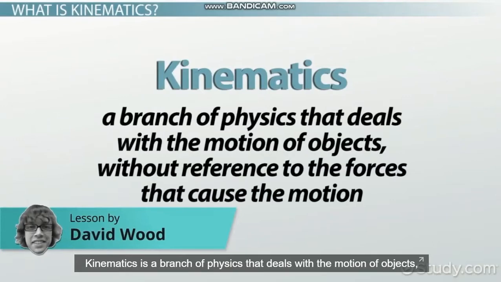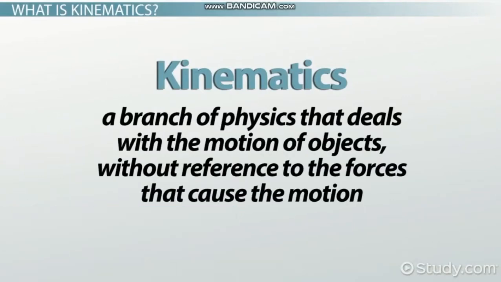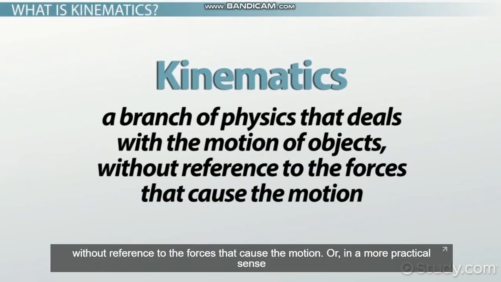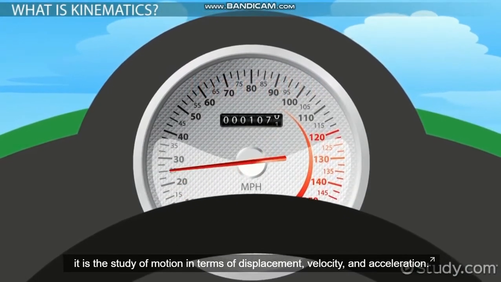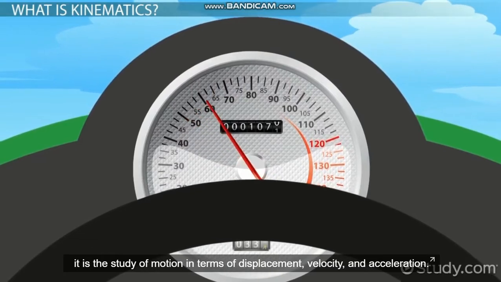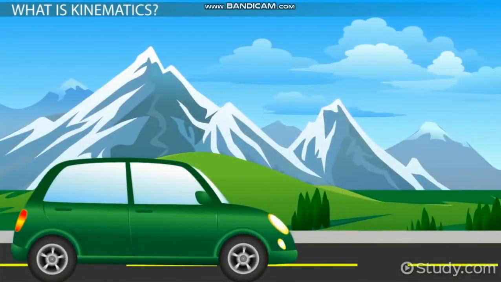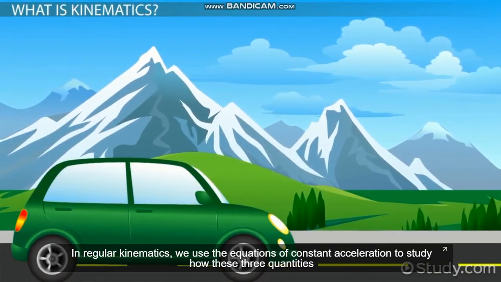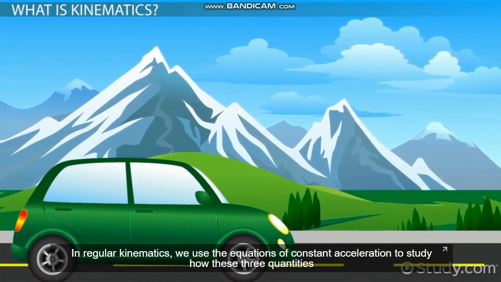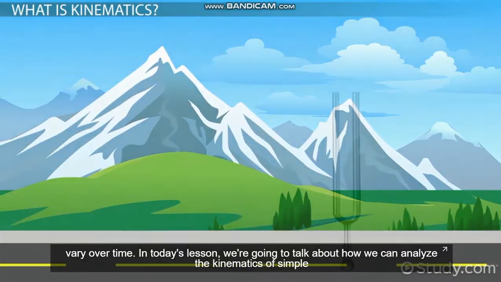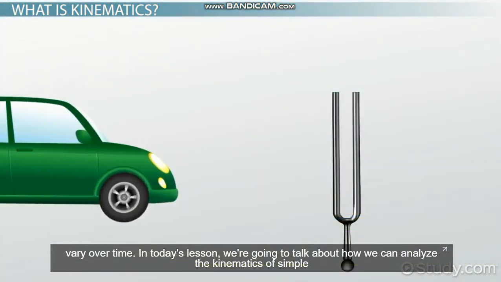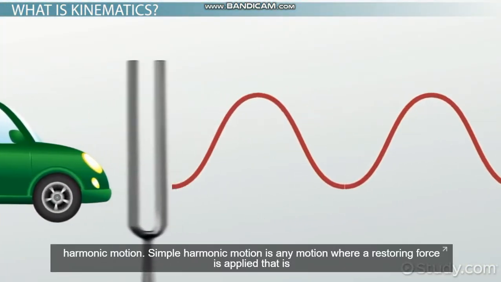Kinematics is a branch of physics that deals with the motion of objects, without reference to the forces that cause the motion. Or in a more practical sense, it is the study of motion in terms of displacement, velocity, and acceleration. In regular kinematics, we use the equations of constant acceleration to study how these three quantities vary over time. In today's lesson, we're going to talk about how we can analyze the kinematics of simple harmonic motion.